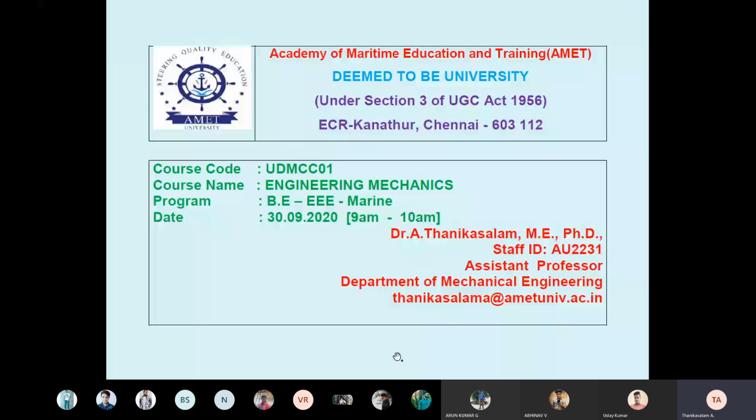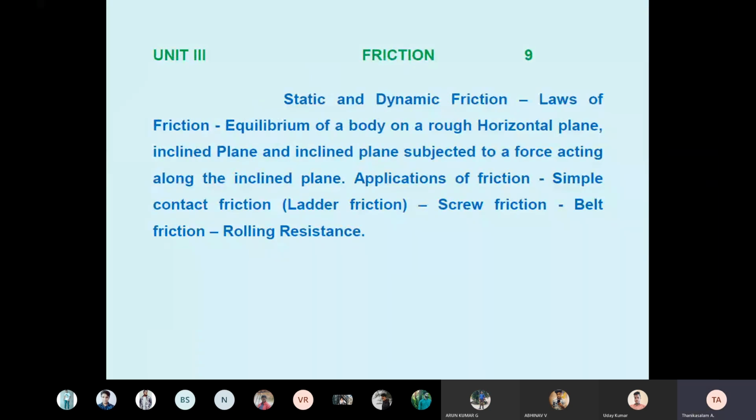Last class we started Unit 3, friction. From friction, we discussed what is static friction and dynamic friction, and the laws of friction. Then equilibrium of a body on a rough horizontal plane.